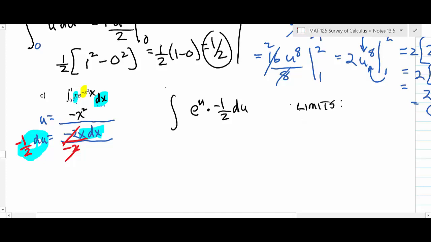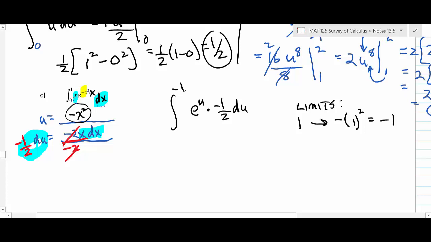Okay, let's start with the upper limit, 1. What do you do with that 1? You plug it into the u substitution, right? The u substitution is negative x squared. So you're going to do negative of 1 squared. Now be careful. See, notice that negative is outside of the squaring. Okay, it's the negative of x squared. So that's going to be negative 1. So that means that upper limit is negative 1.